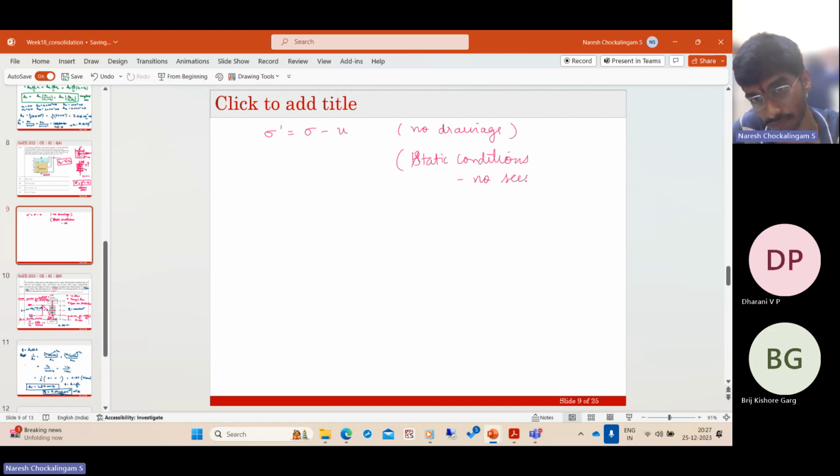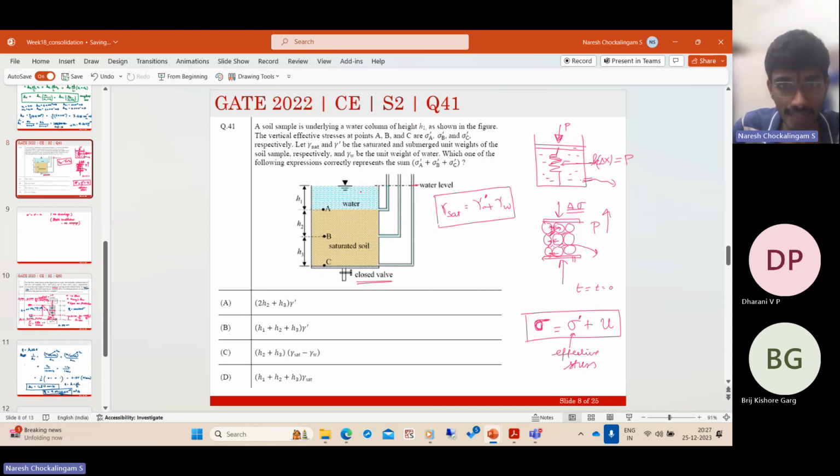No seepage. Now, if you are under static conditions, you can determine the pressure of the water from the hydrostatic pressure distribution, right? So let us take the pressure head. So what is the pressure head here? The pressure head here is 0.